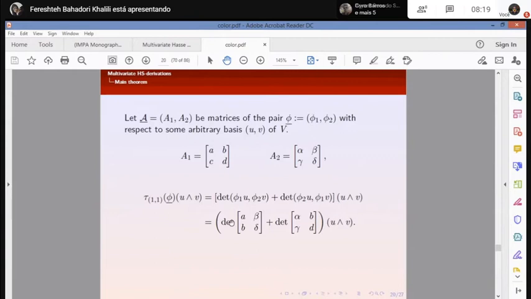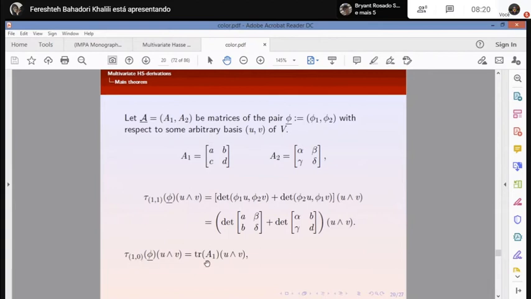And this matrix is like phi 1 U, phi 2 V. It is a matrix whose first column is the first column of A1, and the second column is the second column of A2, and it's similar for this matrix.